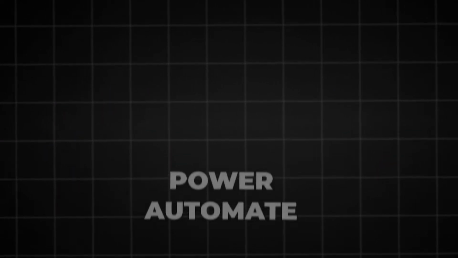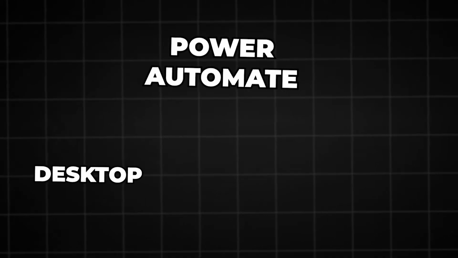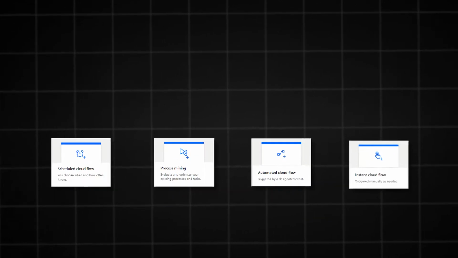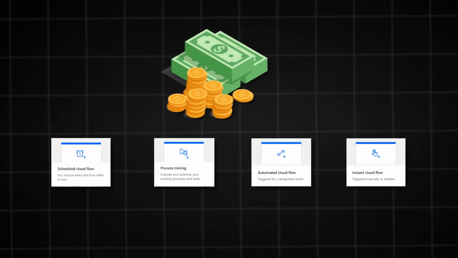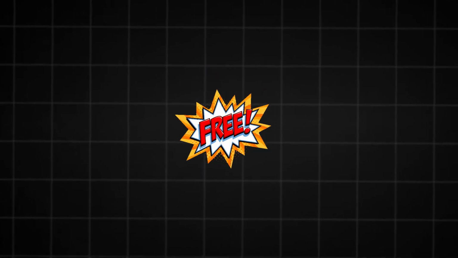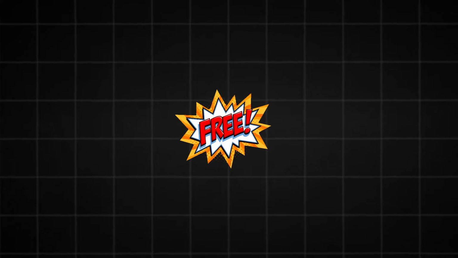There are two versions of Power Automate, desktop and web. Both are free, but here's the catch. While the web version can do almost anything you can imagine, it's not completely free for super advanced stuff. Don't worry, this video focuses on everyday tasks you can automate on Windows without spending a dime. So let's get started.